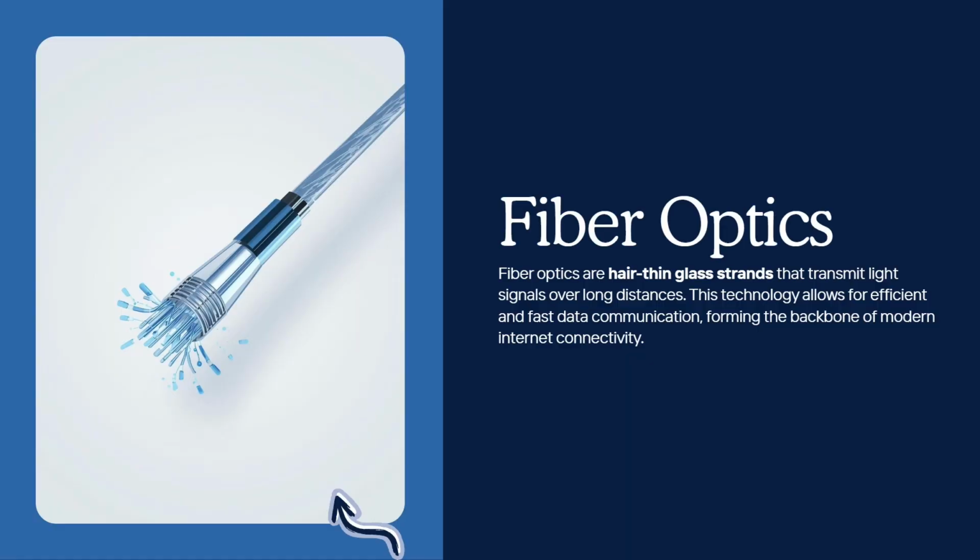So, what is this technology? It's called fiber optics. Essentially, these are hair-thin strands of pure glass. Instead of sending an electrical spark down a wire, we shoot pulses of light down these glass strands. Because light travels incredibly fast, this technology forms the backbone of the modern internet, allowing us to send huge amounts of data instantly.